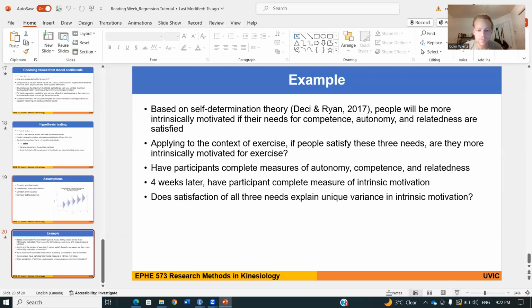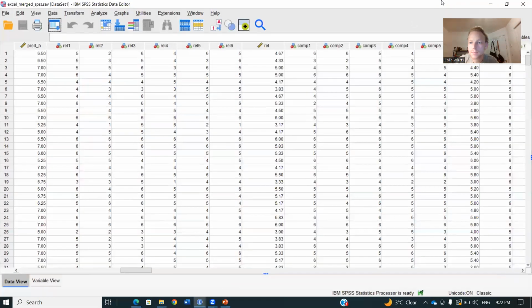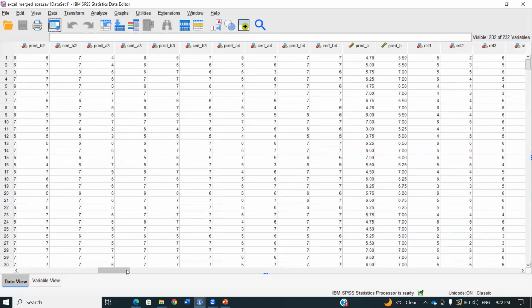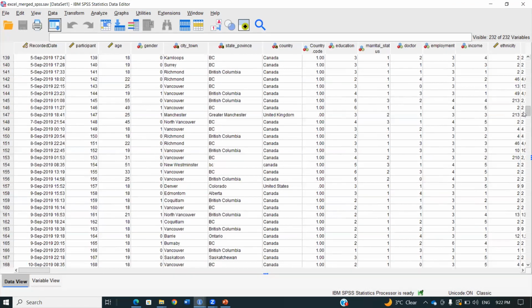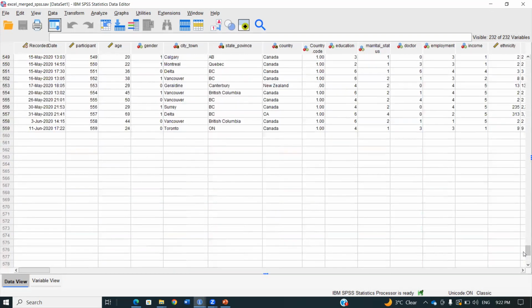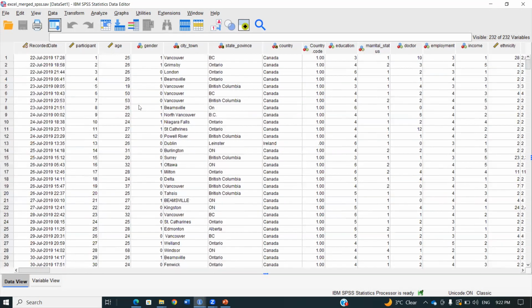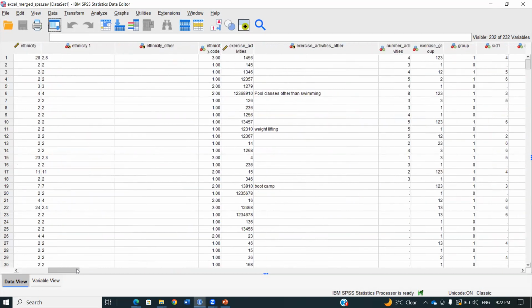So we might look at a data set that represents this type of data. In this data set, we have about 559 people who completed the predictors at time 1, and then about 403 of those people completed the assessments at follow-up.